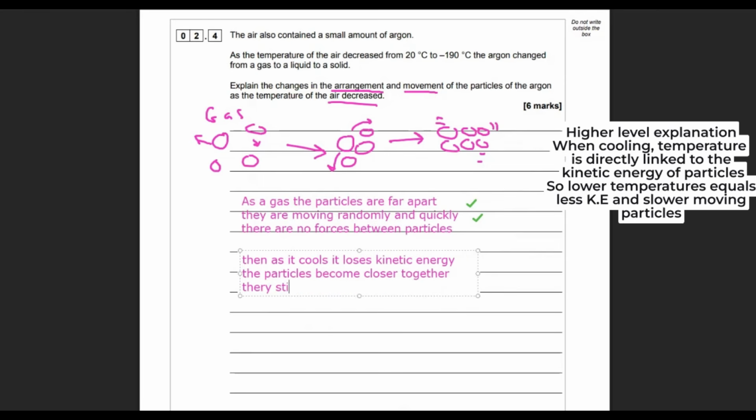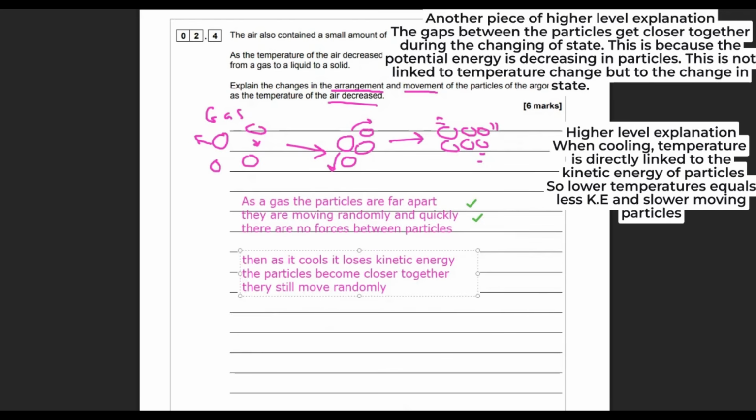They still move randomly, so it's still random movements. They still move randomly, but this time around each other. They're in contact actually with each other. We often don't show that on our diagrams. It's one of the limitations there. You can't compress a liquid because the particles don't really have spaces between them.